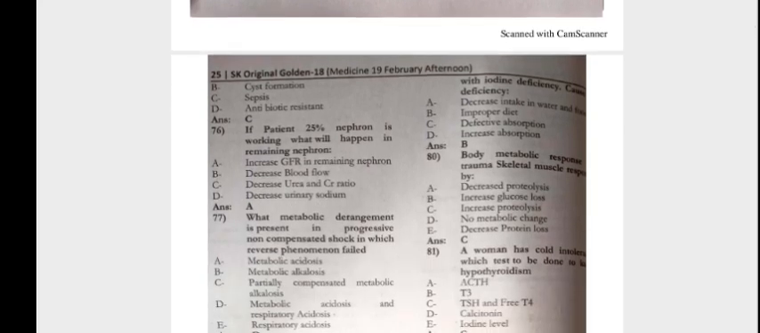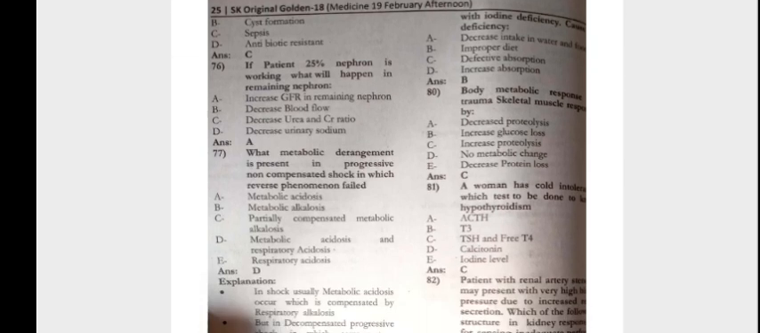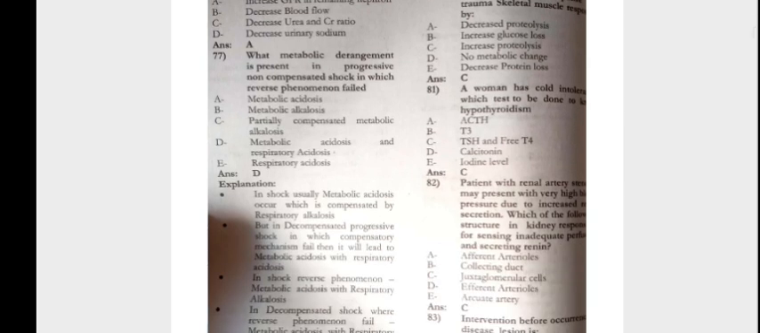If in the patient 25% of nephrons are working, what will happen in the remaining nephrons? Increased GFR in the remaining nephrons. Which metabolic derangement is present in progressive non-compensatory shock in which reverse phenomena fail? That is metabolic acidosis and respiratory acidosis.